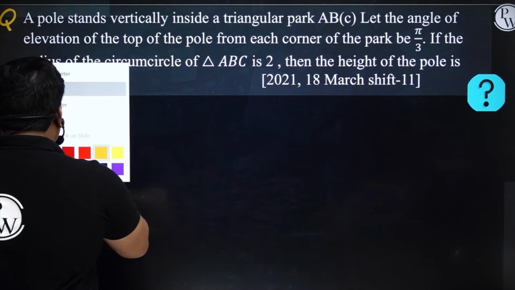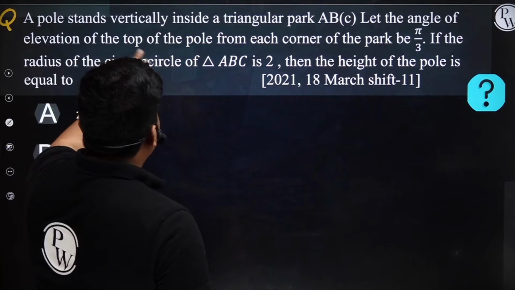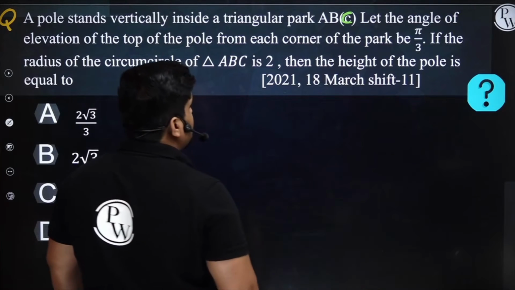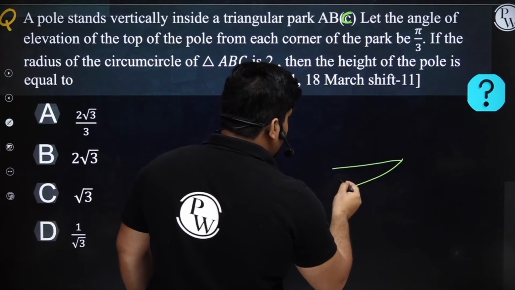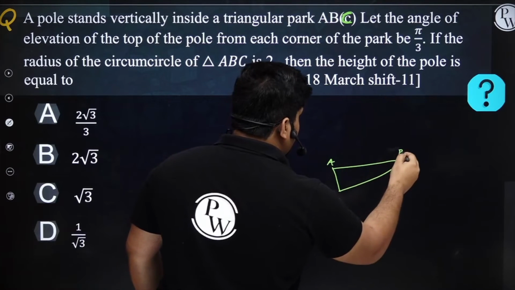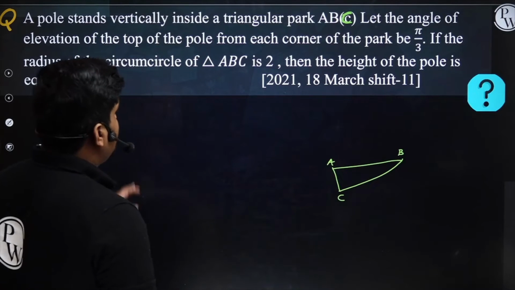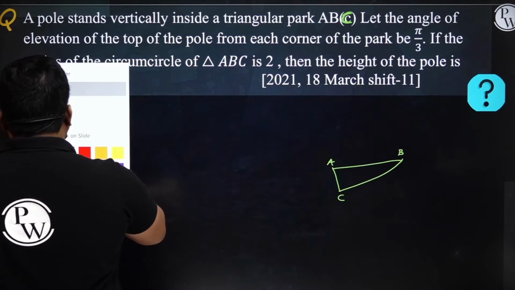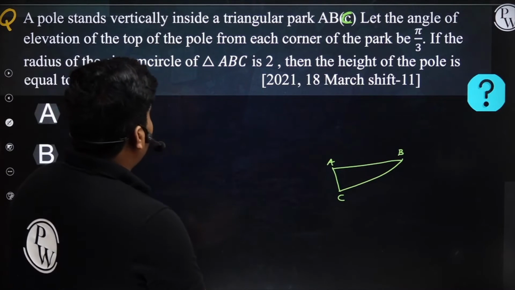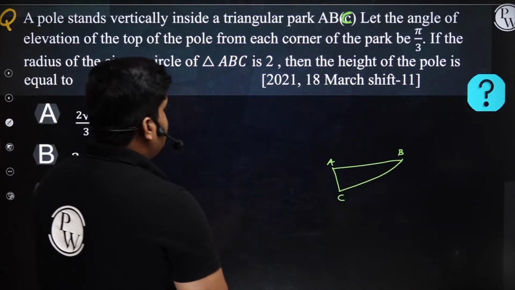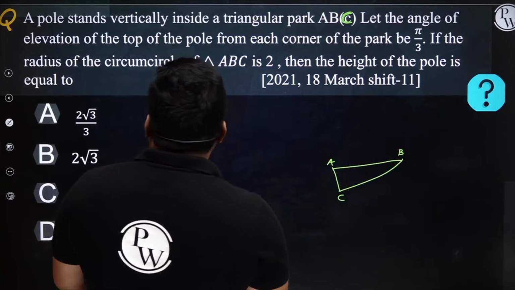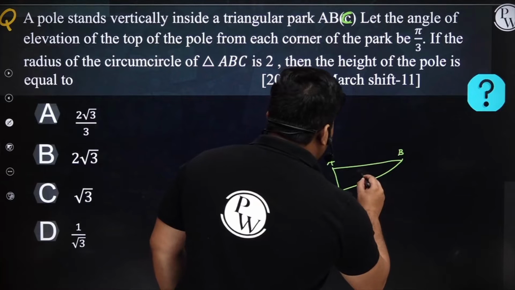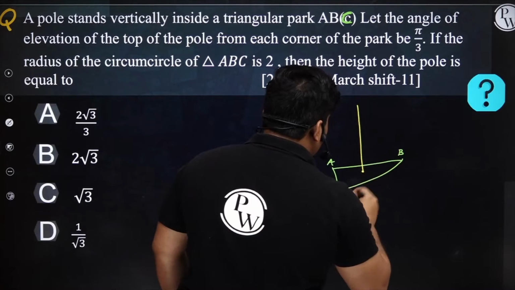A pole stands vertically inside a triangular park ABC. Okay, this is ABC. So this is some vertical park ABC. Okay, so a pole stands vertically inside a triangular park ABC. Let the angle of elevation of the top of the pole from each corner of the park be pi by 3. If the radius of the circle of triangle ABC is 2, the height of the pole is? I think they have forgotten to mention it. It will be from the center.